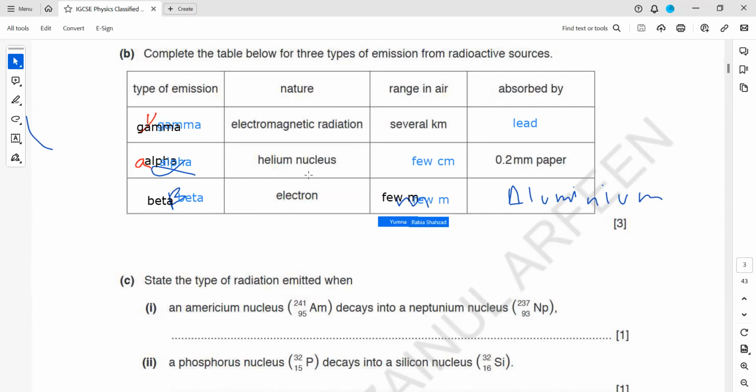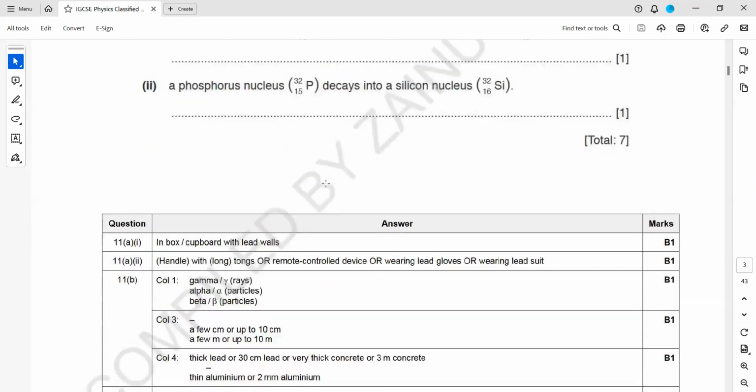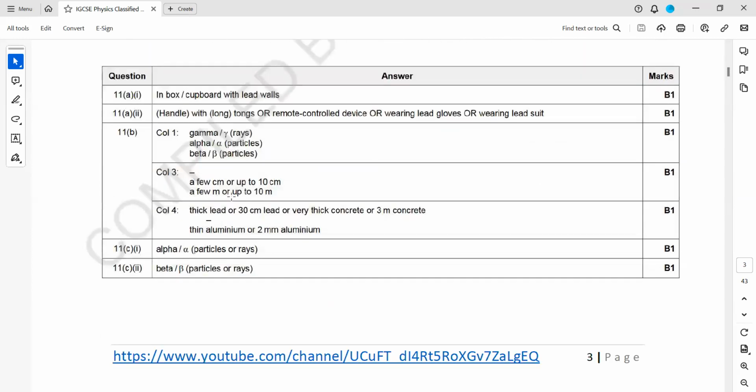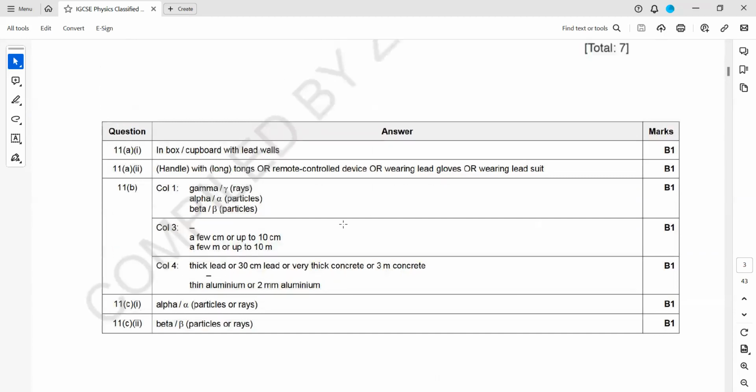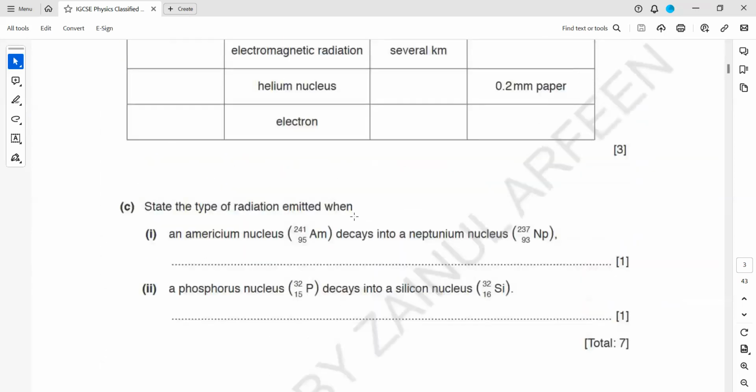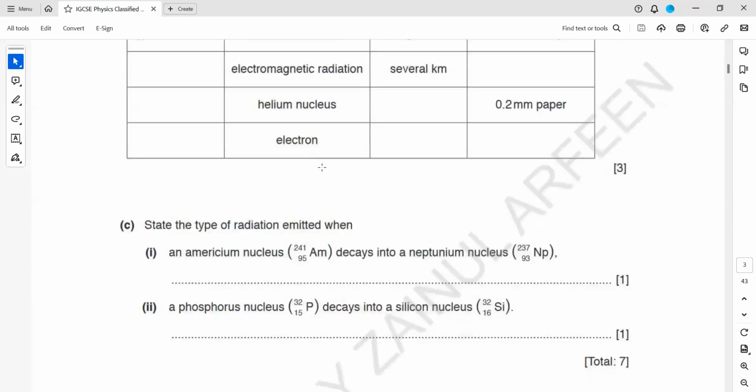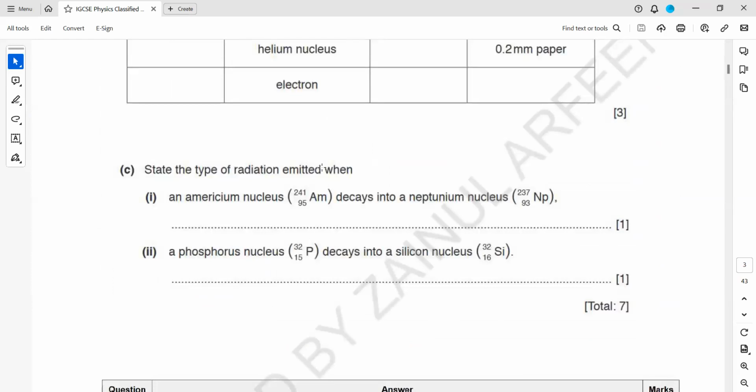And for beta, it is a fast-moving electron, and it can be stopped by aluminum, or thick aluminum. Here you can see a few meters, and thin aluminum or thick lead. Thin aluminum, it should be thin. For the last part, if you just mention aluminum, it should be thin aluminum.